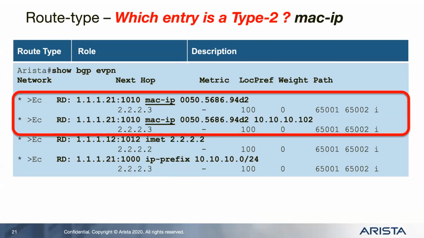So it was that MAC IP. We've got two of them: one that's MAC only, and another that's MAC plus IP. The MAC only is mandatory. The MAC plus IP is optional. It could be used for ARP resolution.